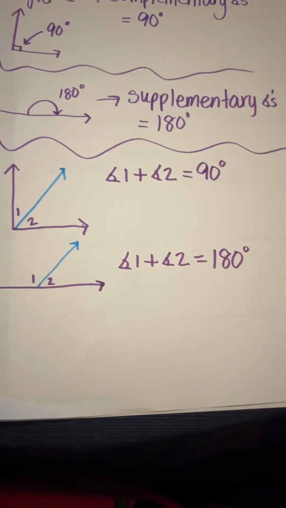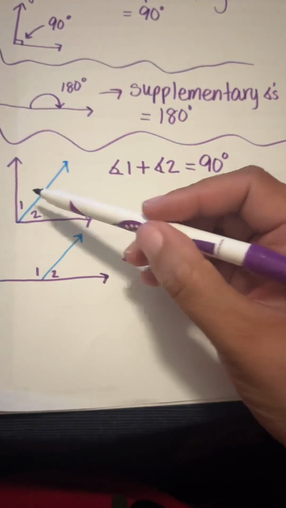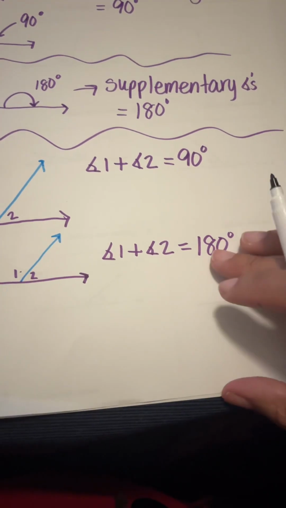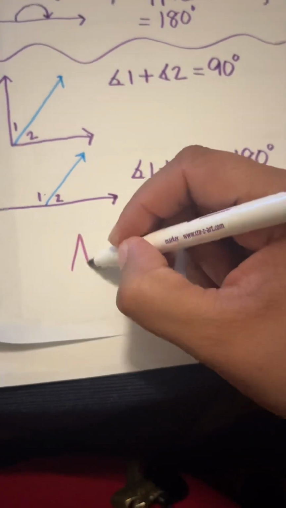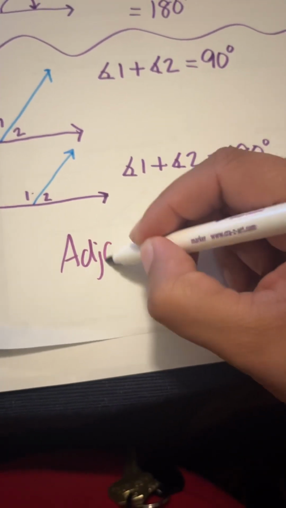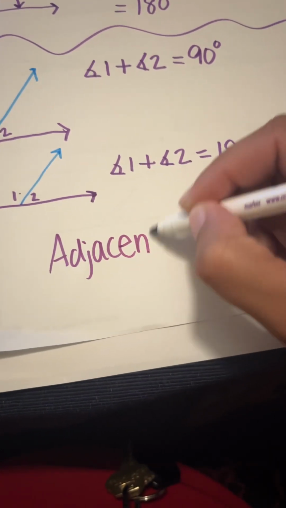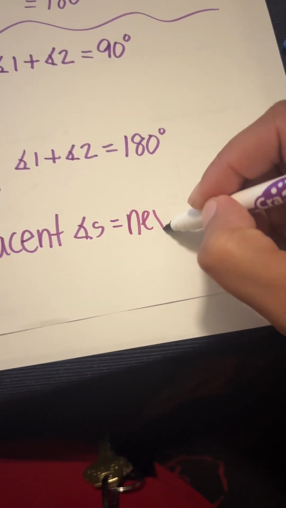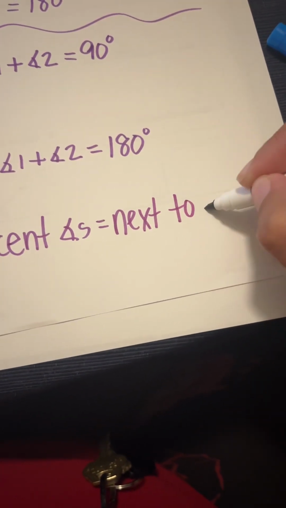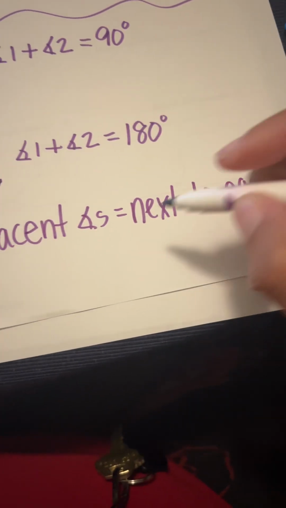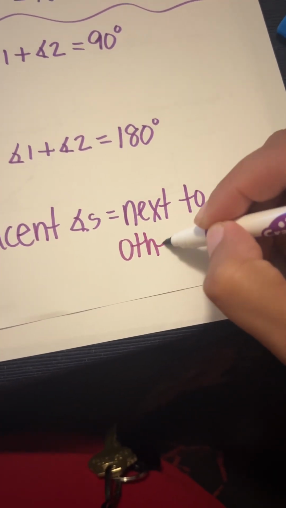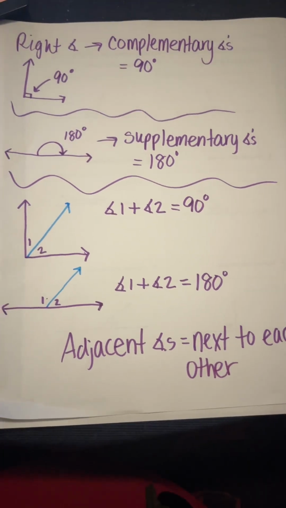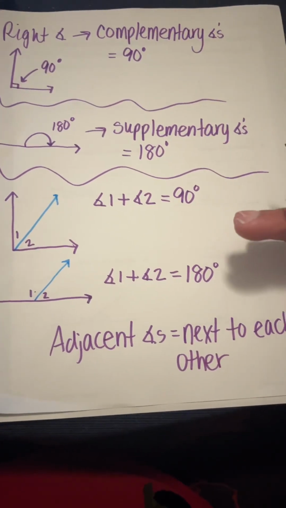These two come in handy because these both are called adjacent angles. Adjacent angles means they are next to each other. This was the basics of special types of angles.